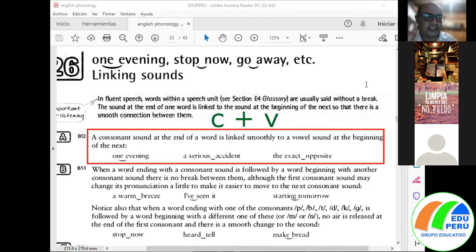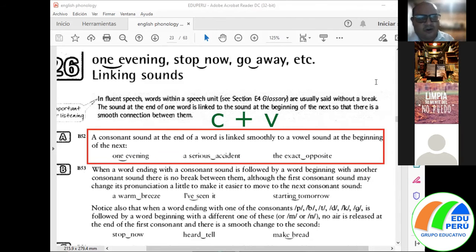One finishes in the sound n. Evening starts with a vowel e. One evening, one evening. Don't separate them. The other, a serious accident. No, this is in a separated way. A serious accident. Now, together, a serious accident. You join the consonant in the previous word with the vowel in the next word. A serious accident. Notice how you join together.